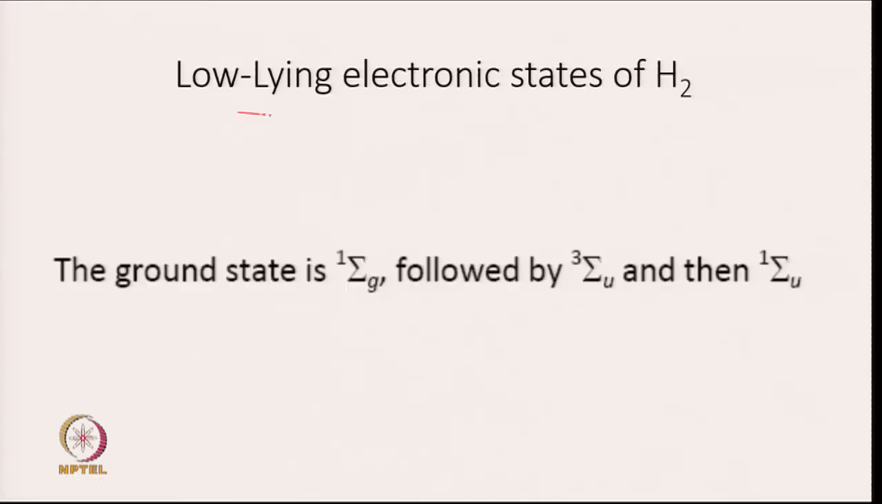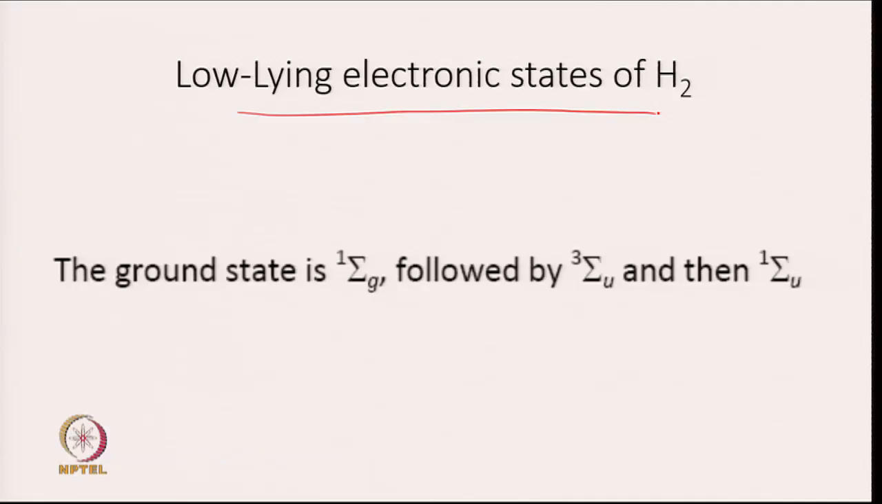So, if we look at the low lying electronic states of H 2, here we considered only the first molecular orbital or lowest energy molecular orbital and the first excited state. So here you are going to have 3 different energy states. The ground state is 1 sigma g, and then you have 3 sigma u and 1 sigma u. So this is the electronic states of the hydrogen molecule.